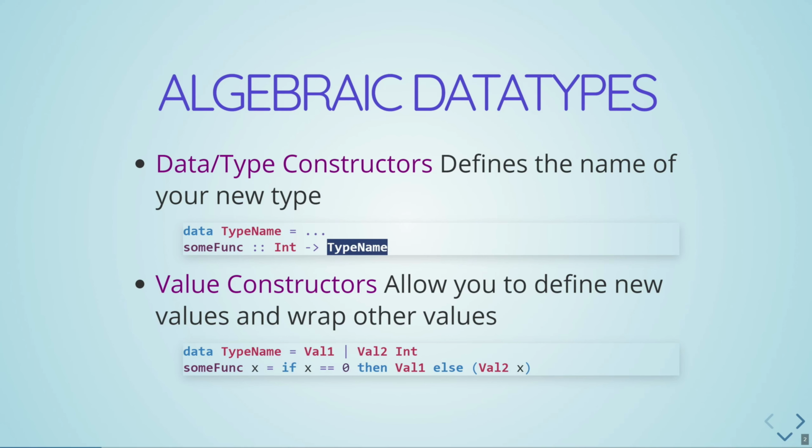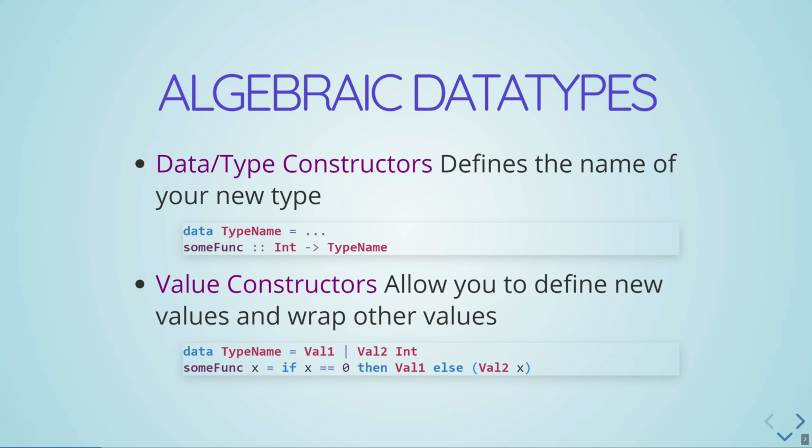The second thing we should be aware of are the value constructors. A value constructor makes the values associated with your type. Let's say our sample data type here has two value constructors, val1 and val2. Val1 creates a value all on its own. If you just write val1, that's already a value. Val2, in order to construct a value, needs to have an int attached to it. So val2 only becomes a value when you give it an int.